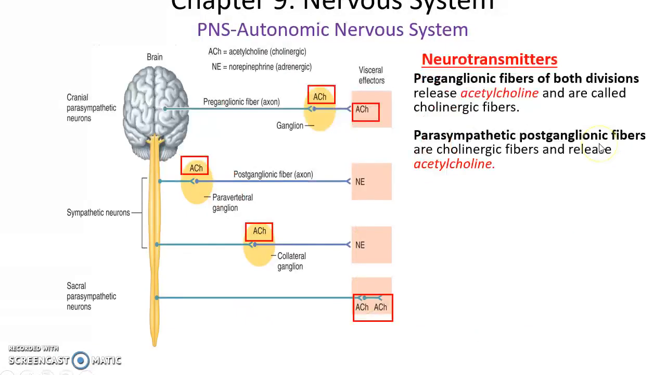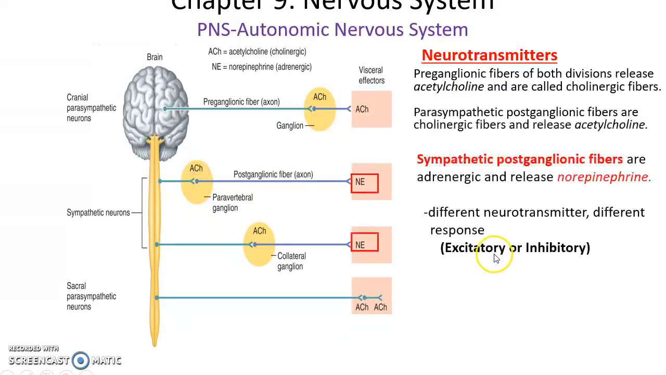Neurotransmitters. So acetylcholine is the primary neurotransmitter for most of the ganglionic synapsing, as well as for the parasympathetic postganglionic nerves. The norepinephrine and epinephrine, aka adrenaline, is the neurotransmitter used by the postganglionic fibers of the sympathetic division. And they can be excitatory or inhibitory.